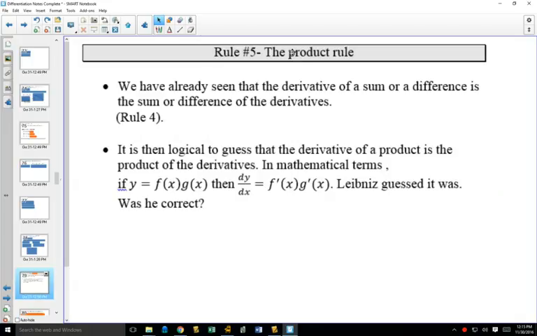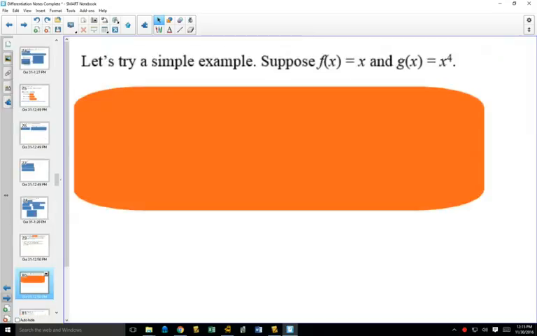Maybe it would work if you could just multiply the derivatives together. And that was the same thing that Leibniz guessed. He says, well, if when we add them we can just do the derivatives separately, why don't we try it with multiplying? Now we have a little example here to test it.